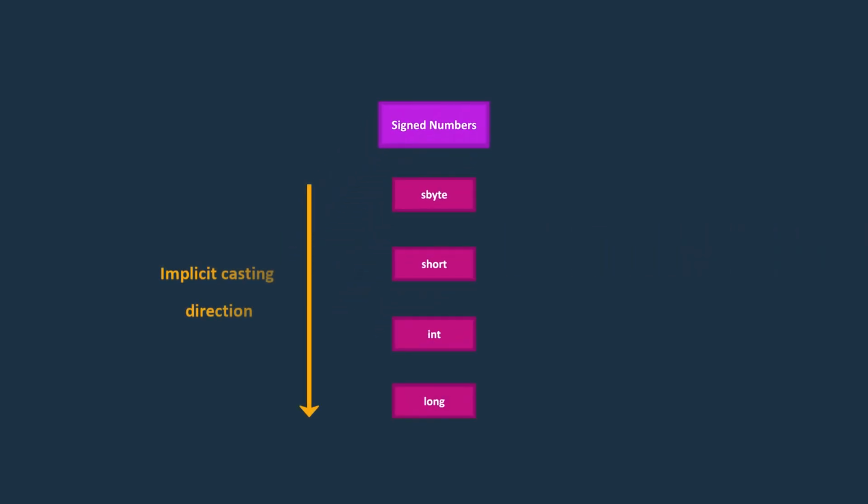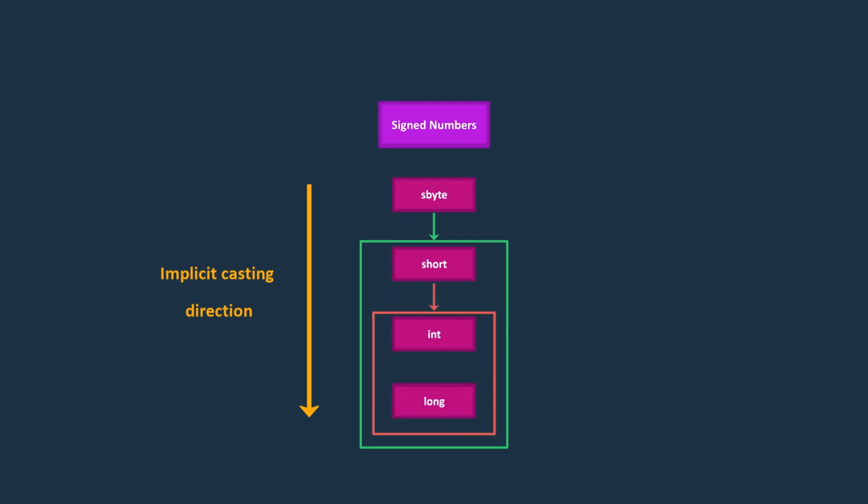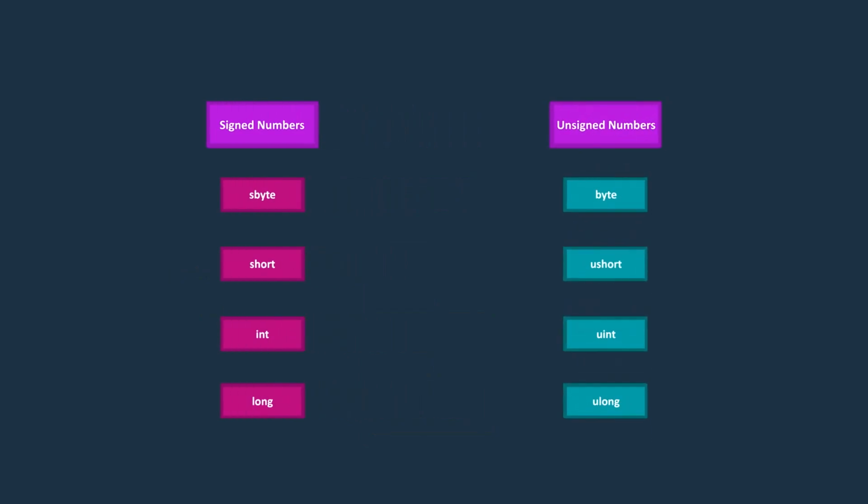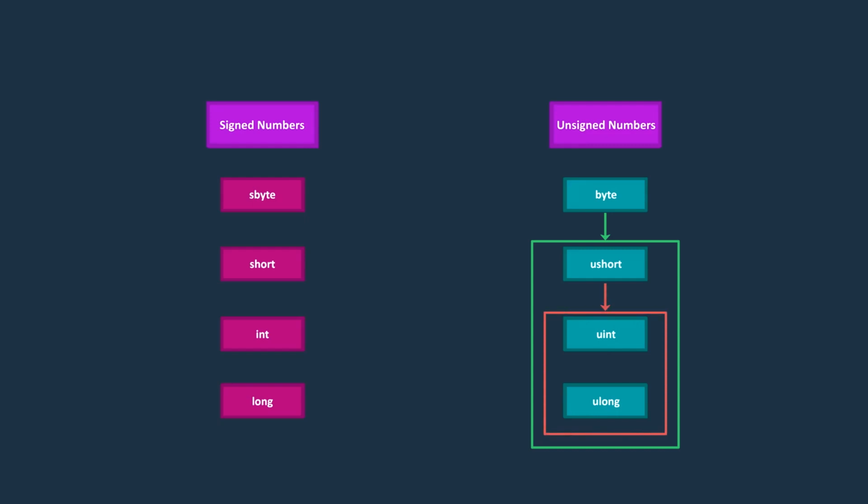Alright, now let's talk about some implicit casting rules in signed and unsigned numbers. Implicit casting in signed numbers can occur from smaller types to larger types. For example, the sbyte can be implicitly cast to short, int, and long types, and short type to int and long types, and finally, int type can only implicitly cast to long type. And these rules are the same for unsigned numbers as well. For example, the byte type can be implicitly cast to ushort, uint, and ulong types, and ushort type to uint and ulong types, and finally, uint type can only implicitly cast to ulong type.